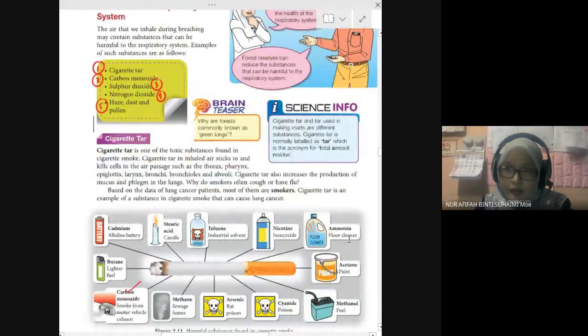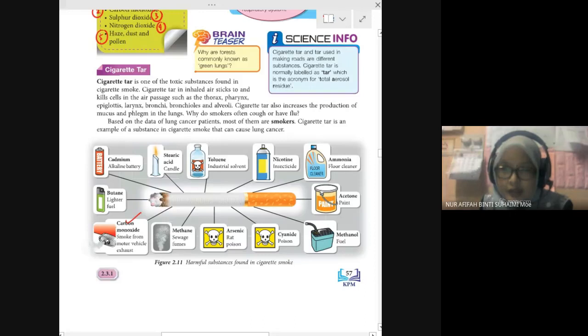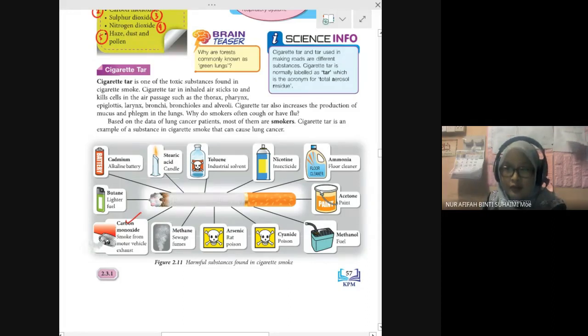Right. We go to cigarette tar. You see figure 2.11 here. There are a lot of harmful substances inside the cigarette smoke, and the cigarette itself is made of cadmium, which is used in alkaline batteries. We use cadmium in alkaline batteries, but the smoker smokes this cigarette, inhaling the alkaline battery. It is also made of stearic acid that we use to make candles.